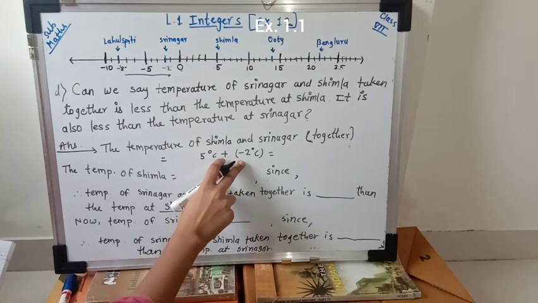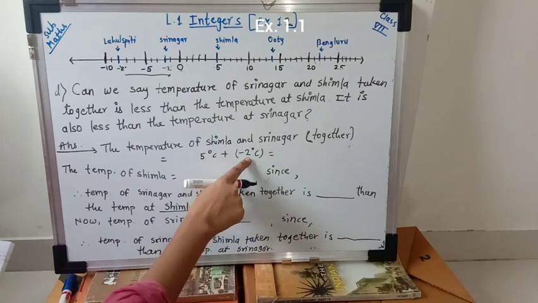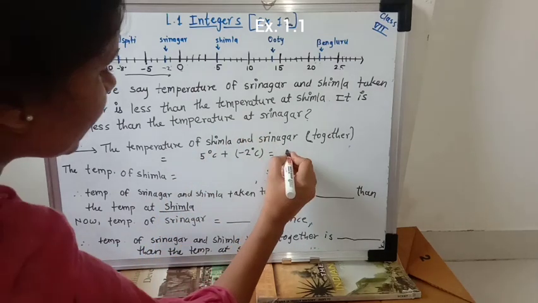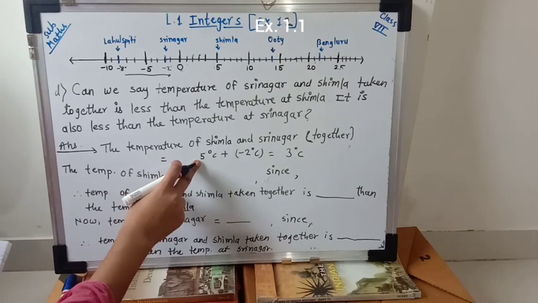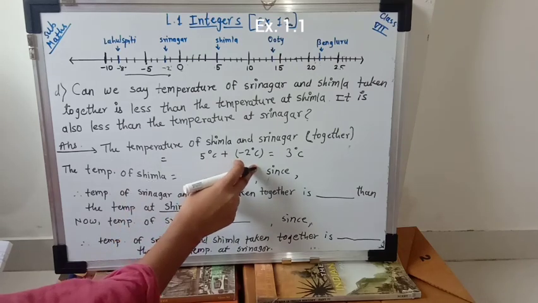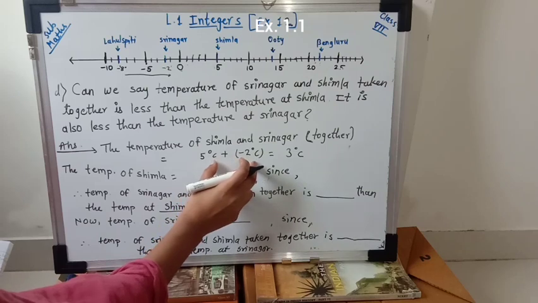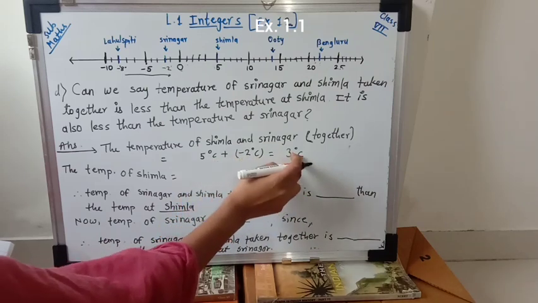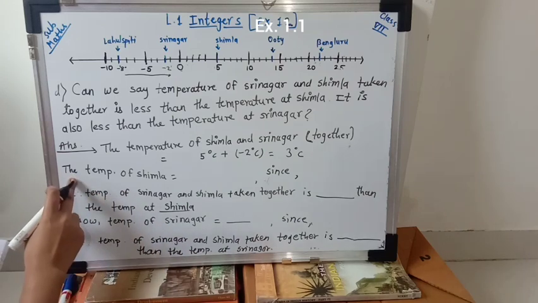So here both the signs are different, plus minus become minus, so minus 2 from 5, so we'll get 3 degree Celsius. 3 degree Celsius here, and 5 is the bigger number over here, so that's why the answer of these two temperatures is 3 degrees, which is a positive temperature. Okay, so now let's see.